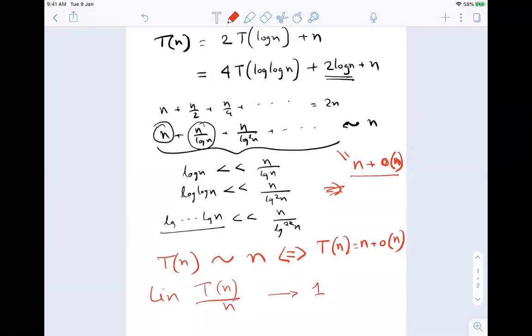Okay. So in other words, this is basically n. N is the main thing. It doesn't even have any constant over here. It is just n, pure n, not even a constant times n, not even theta n. It is just n plus something that is much smaller than n.